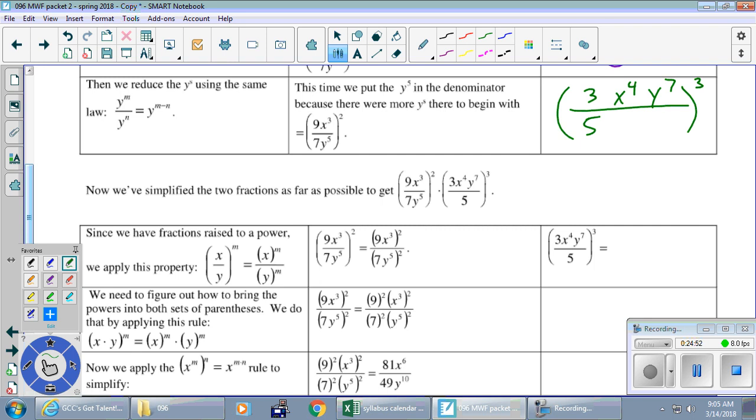Look on your page, 1 through 5, those 5 properties. Only one of them is a fraction raised to a power. 1 through 5, which one is it? This is property 5. You see it? It is a fraction to a power.